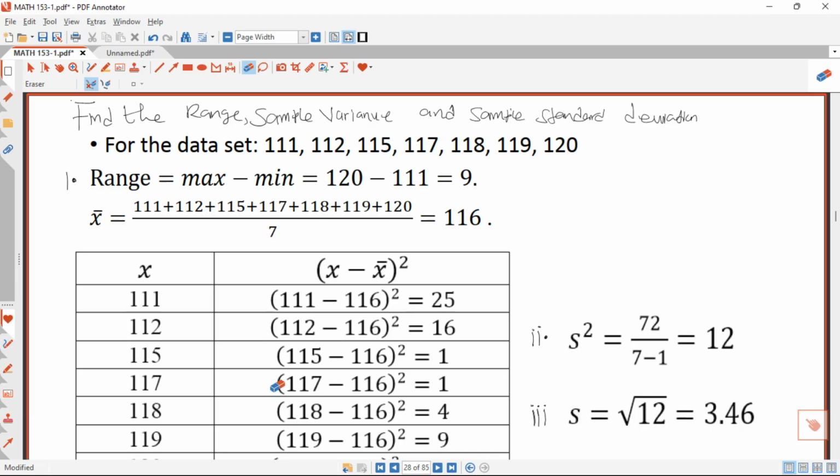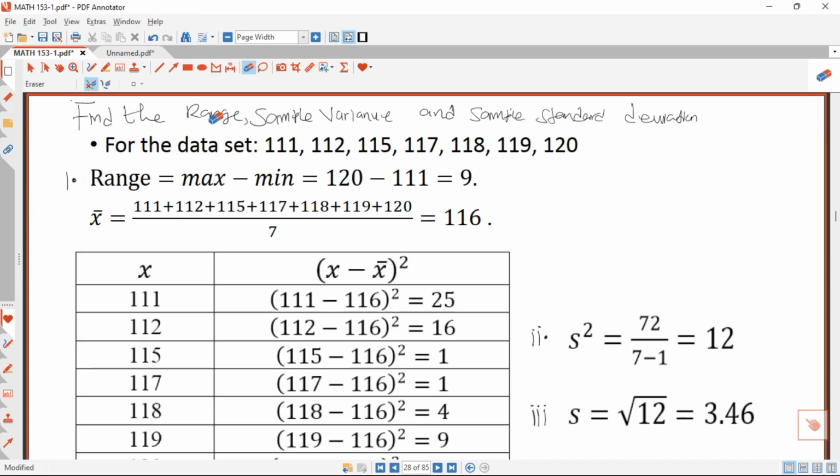So let's continue. I have another example here. It says find the range, the sample variance, and the sample standard deviation for the data set 101, 112, 115, 117, 118, 119, 120.